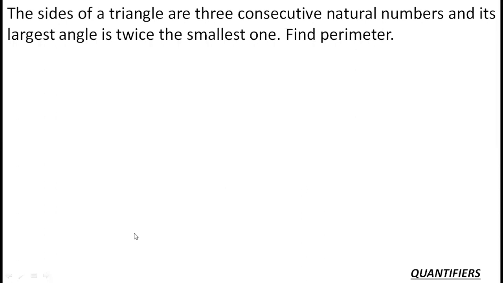Let's move to geometry. Now this is a really good question and it requires good domain knowledge. Okay, three sides of a triangle are consecutive natural numbers and its largest angle is twice the smallest one. Find the perimeter. So basically when I am talking about this, I can say that there are three sides.